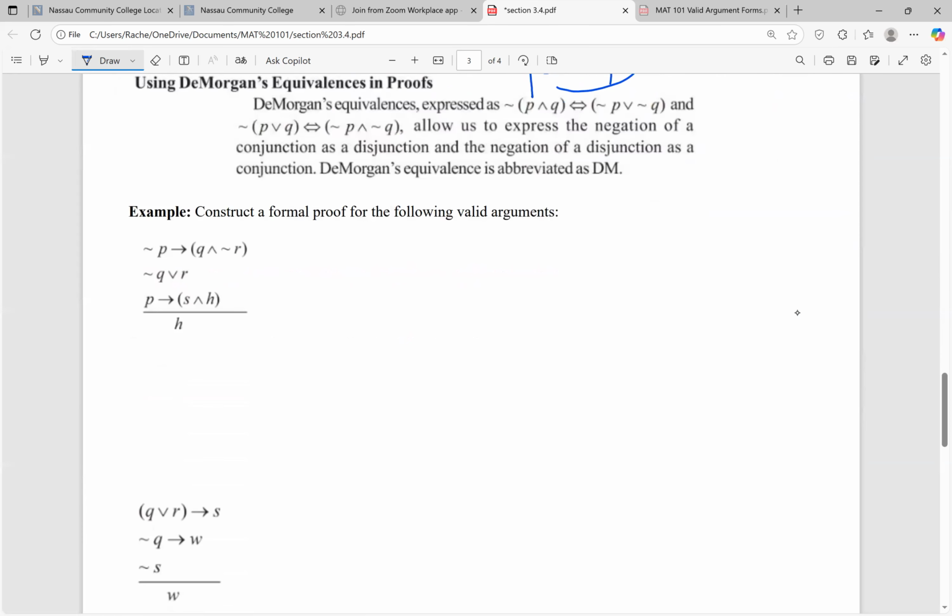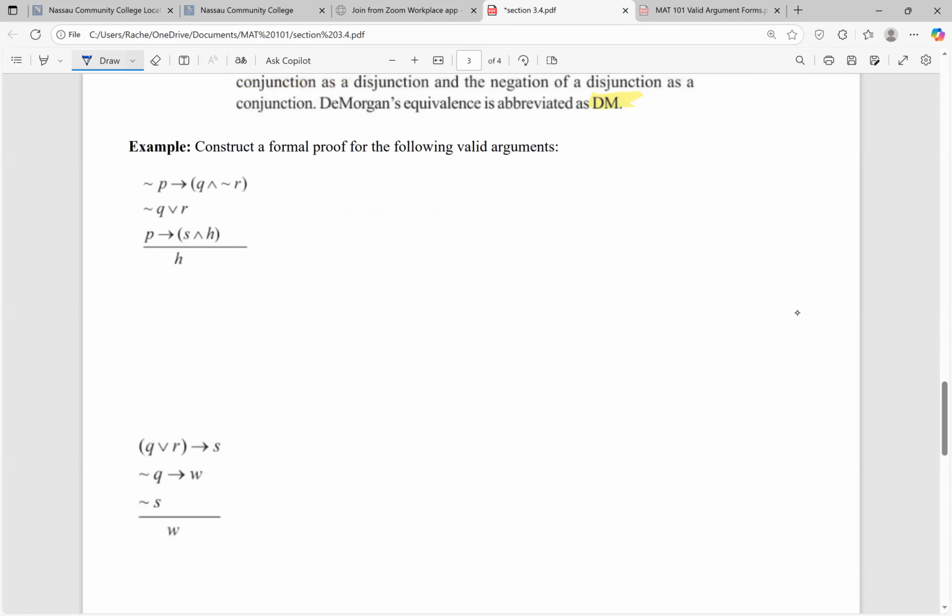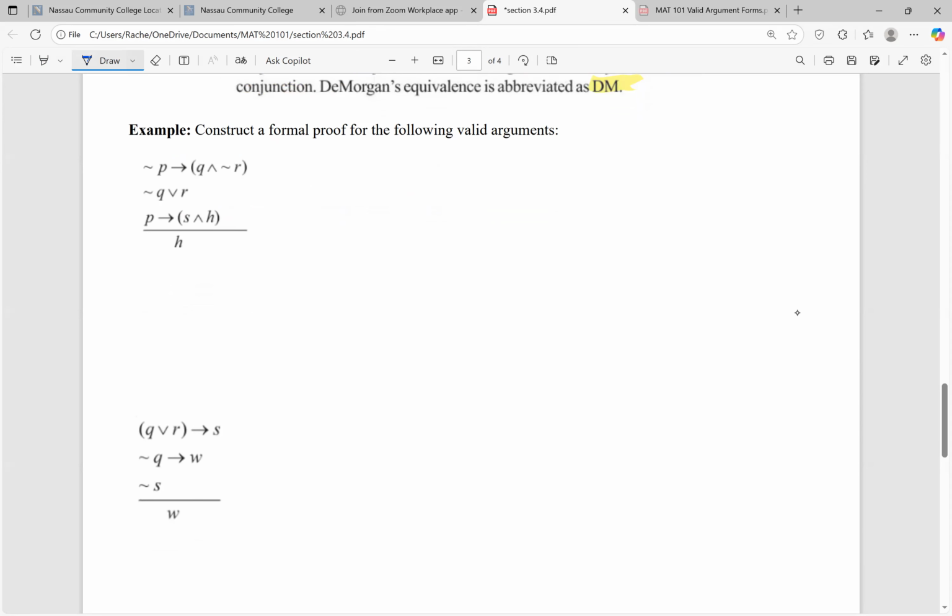So next is a reminder of De Morgan's equivalences, right? So De Morgan's is used when we're negating either a conjunction or a disjunction. So here's the negation of an and statement, right? It becomes not P or not Q. And then if we negate an or statement, that's going to be not P and not Q. And we're going to use DM for De Morgan's equivalence when we use it in a proof. So let's construct a formal proof for these next 2 valid arguments.